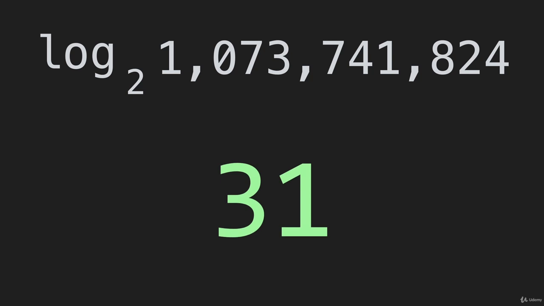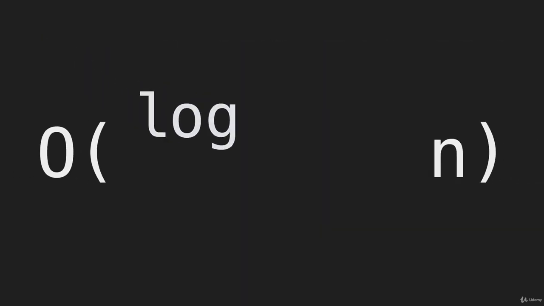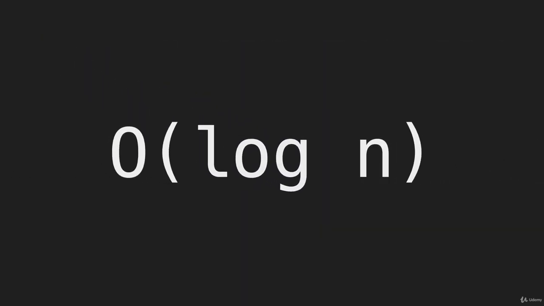So if you had an array with 1 billion items in it, and you were going to iterate through that array linearly to find something, and say what you were looking for was the last item, you would have to look at 1 billion items to find it. But if you use divide and conquer, you could find any item in that array in 31 steps. And that is the power of O of log n.